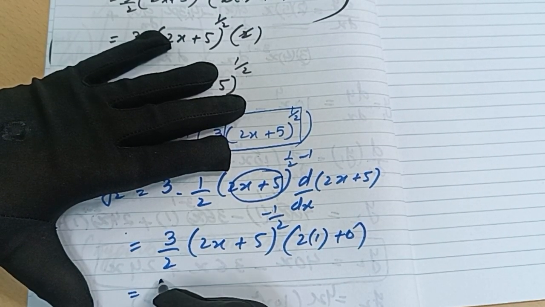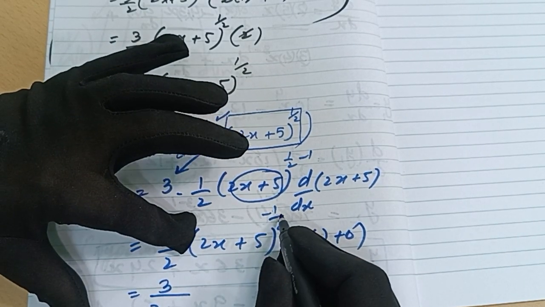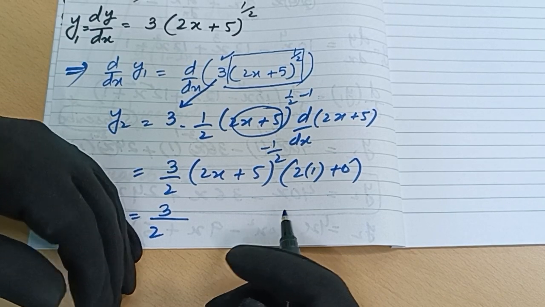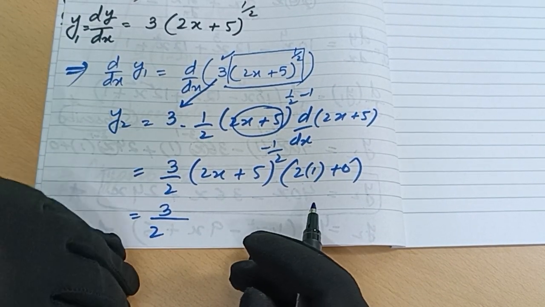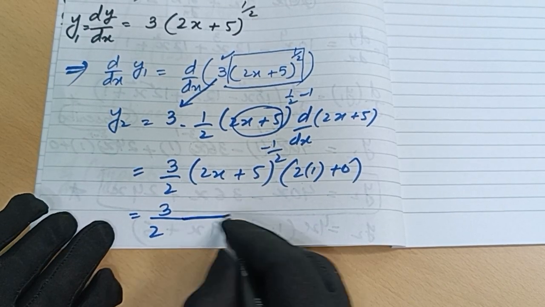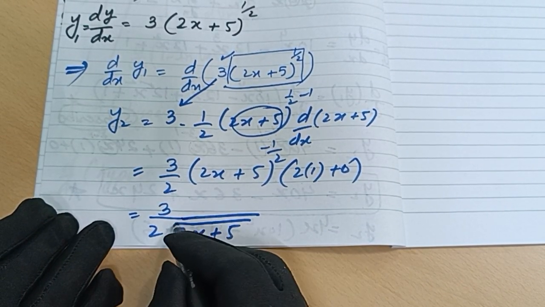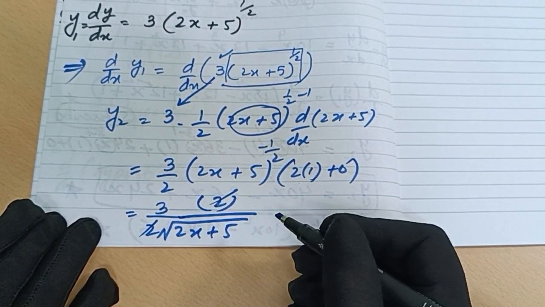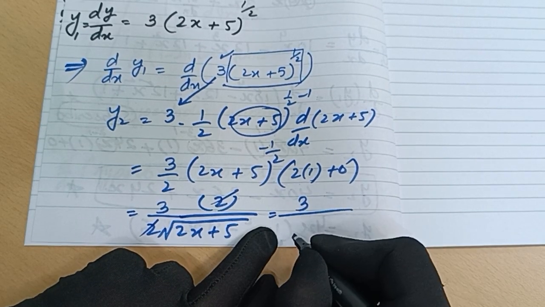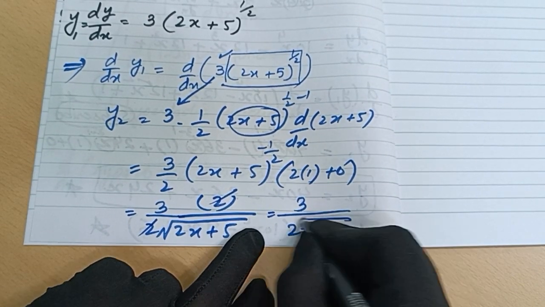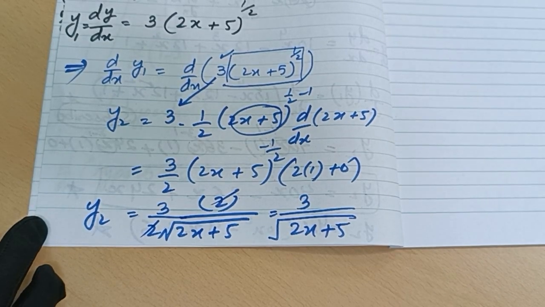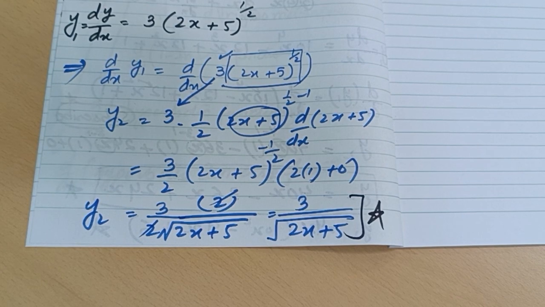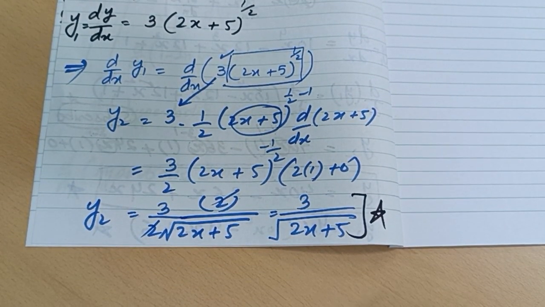So this will change to 3 by 2. This is negative half. If I bring it down, meaning if I shift it from the numerator to the denominator, its power will become plus 1 by 2. And plus 1 by 2 is written as a positive square root. This is left, 2 ones are 2. This and this can be cancelled, and your final answer is 3 over the square root of (2x plus 5). This is the second derivative, and I think you can stop your differentiation here. This could be the required function which you can express in the last.